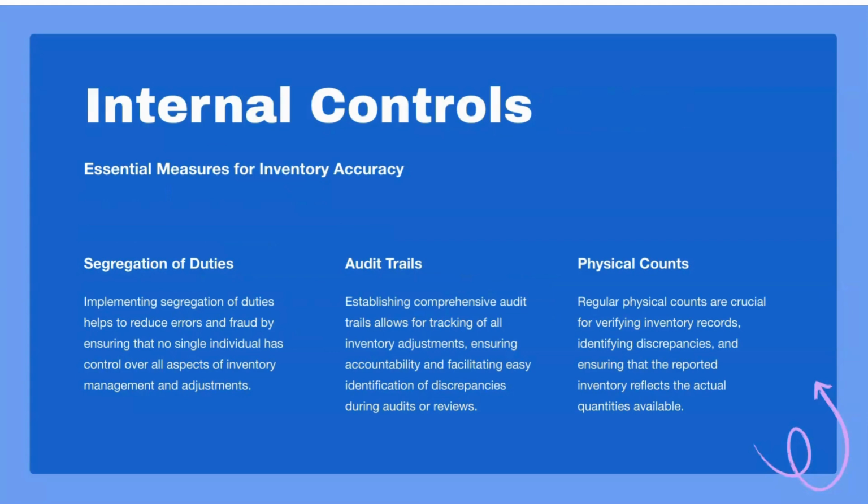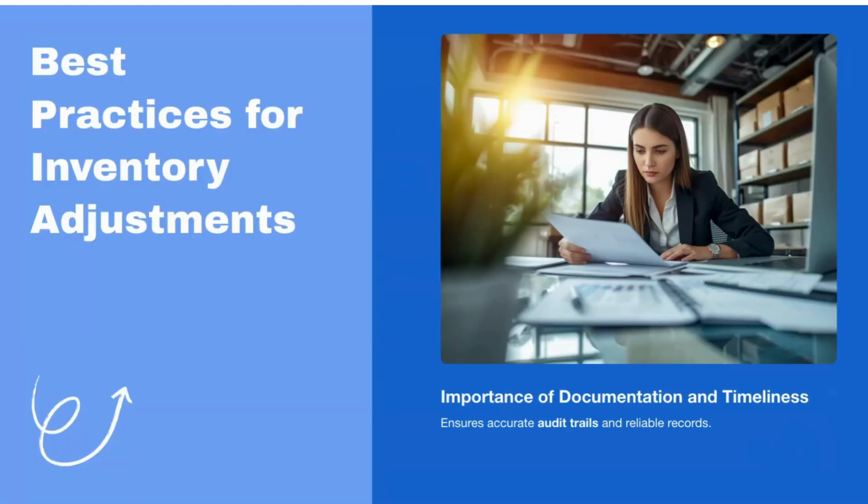So, the strongest systems combine people, processes, and visibility. Regular audits catch issues early, proper staff training reduces errors, and real-time systems ensure everyone works from the same numbers. When adjustments are structured and visible, inventory becomes reliable and not reactive.